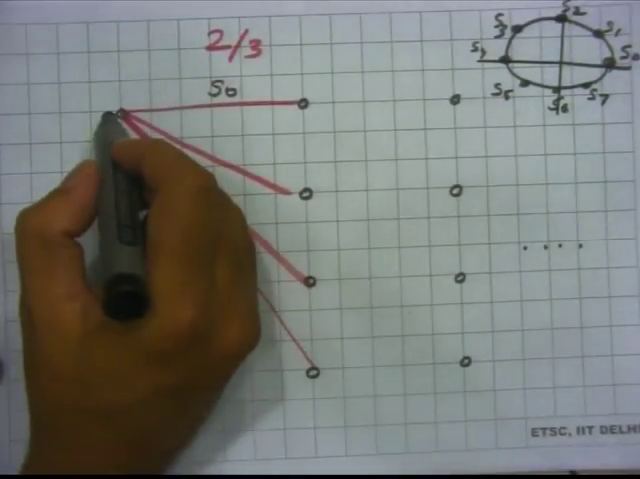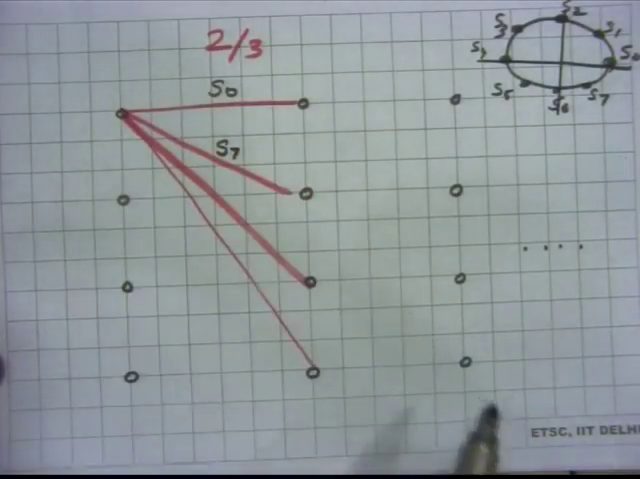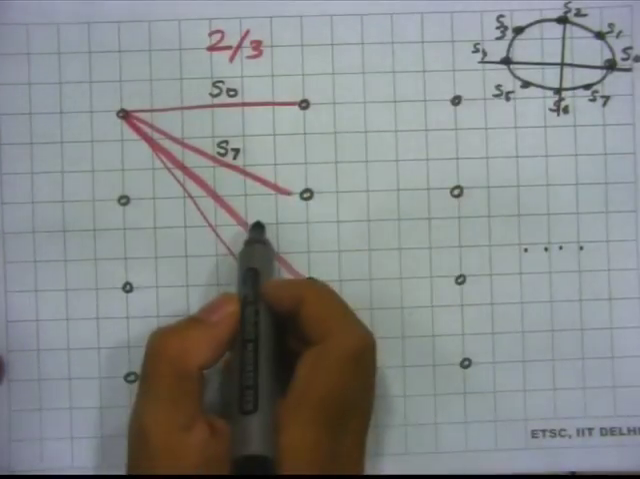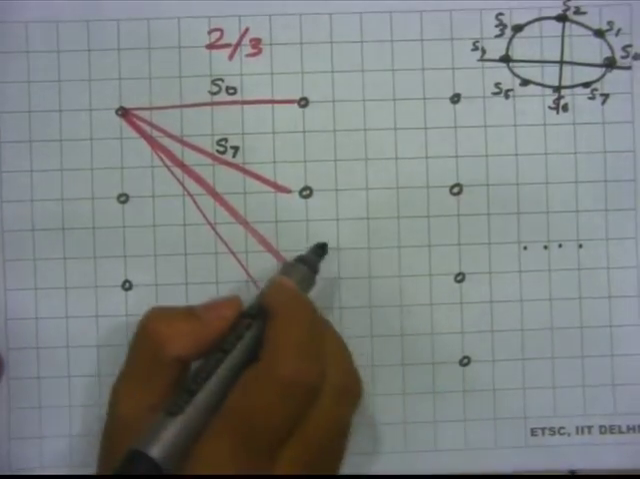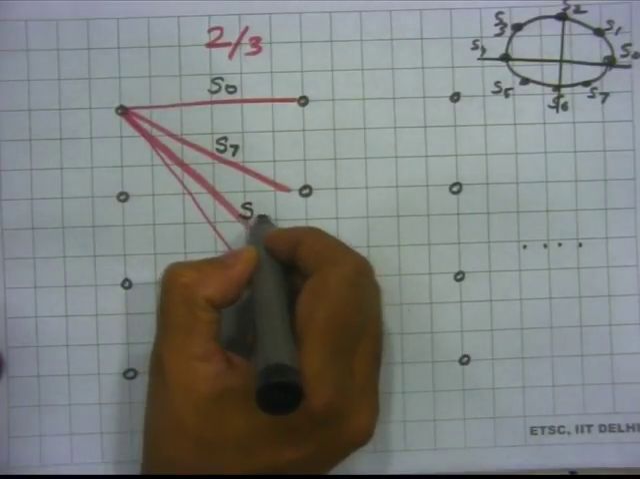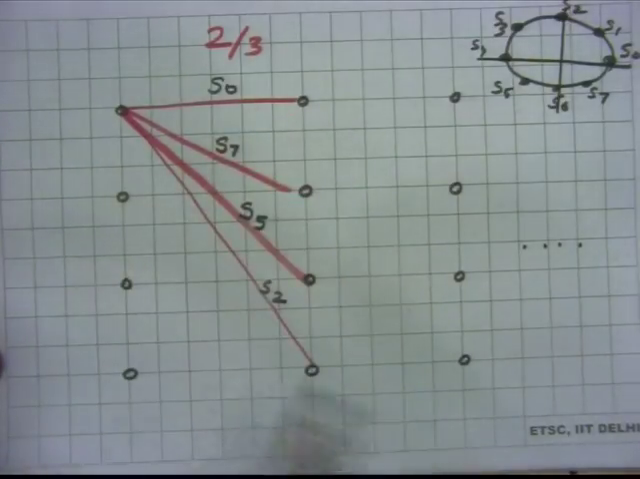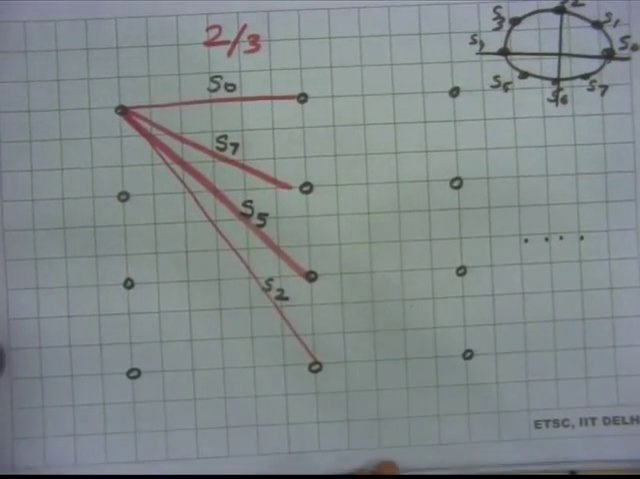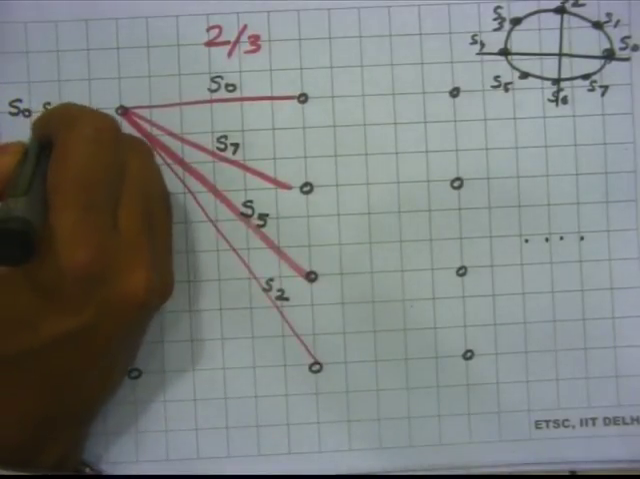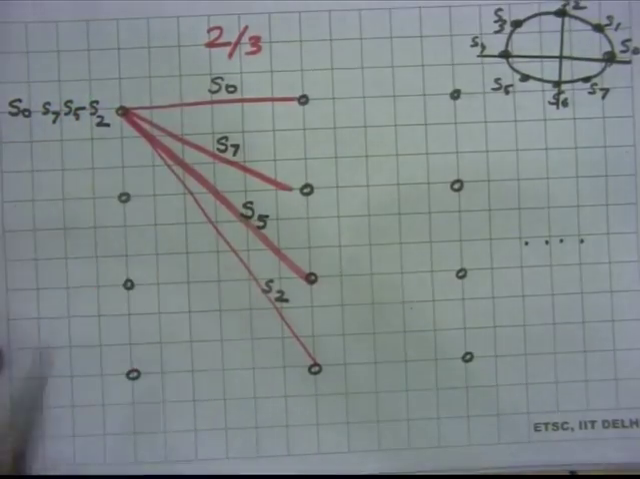But suppose you go for this transition, then you label it with S7. This is a design that we have come up with. I could have labeled it something else, but we are not yet looking at the design criteria. And then the third branch is S5, the fourth branch is S2. If I start labeling all of them, it gets a little congested. So, we can say this is S0, S7, S5 and S2. So, this is the convention.